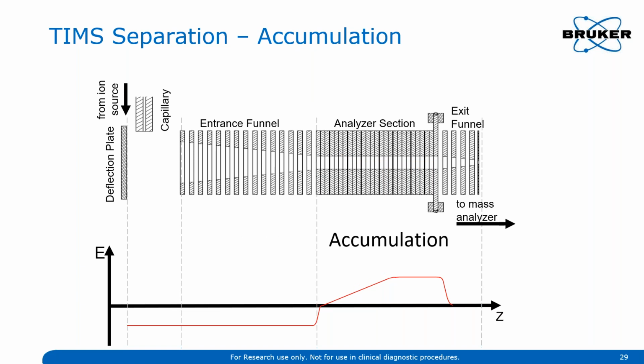So the first step of the separation cycle is called accumulation. Ions are introduced into the TIMS cell through the capillary and pushed by the gas flow into the analyzer section, so something like this.